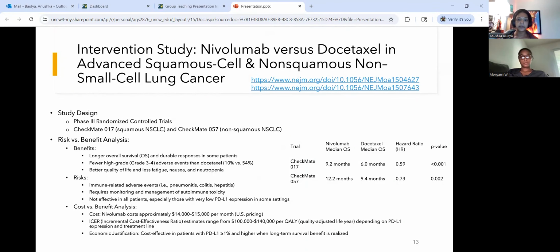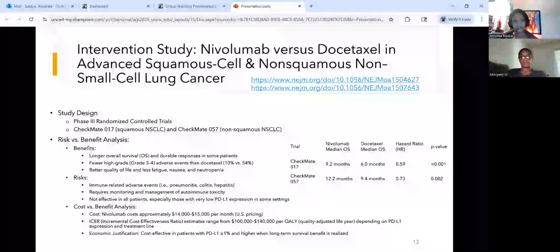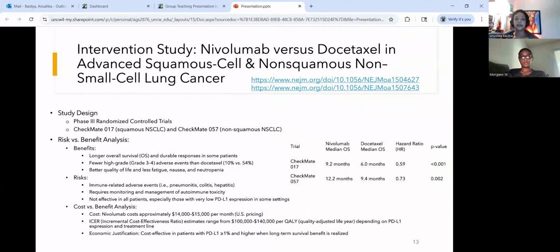The risk did include immune-related adverse effects such as colitis and hepatitis, and it did require monitoring and management of autoimmune toxicity. And they found it to be not effective in all patients, especially those with very low PD-L1 expression.